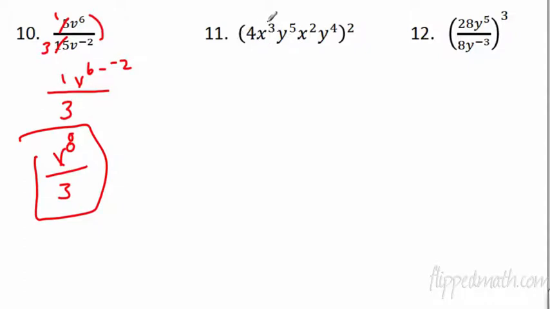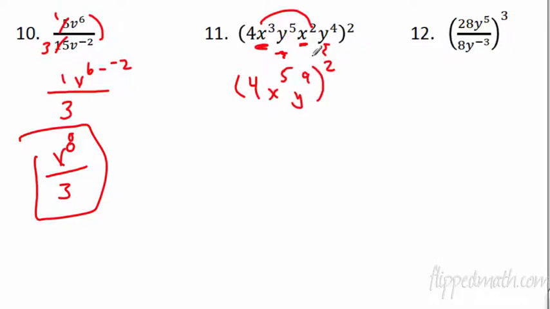Let's look at 11. Okay, with 11, I see a whole bunch of x's here on the inside. What else we got? Y's. Let's put those together. So, parentheses, what do we got? X to the 3rd, x squared. The product rule says we just add those exponents. We're going to get x to the 5th. Same thing for the y's. We're going to get y to the 9th.